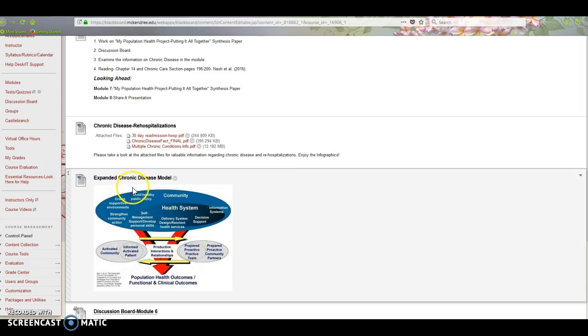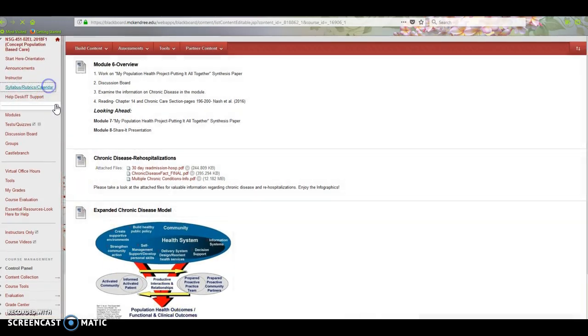So there are other chronic disease models out there that might bring to focus the importance of tackling chronic disease management through interprofessional relationships, as well as improving policies and strengthening communities. Like I said, there are many different models that you'll see out there. There isn't just one specific model. And of course, the discussion board is due this week.